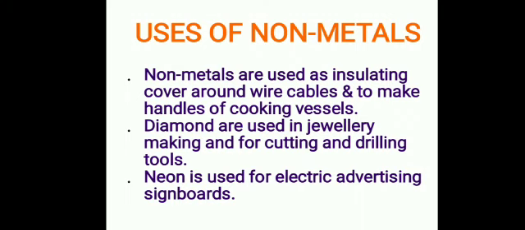The next one is diamond. Diamond is a form of carbon, which is a non-metal, and diamond is the hardest substance in nature. So diamond is used in jewelry making and for cutting and drilling tools, because it is the hardest substance in nature. And then next is neon. Neon is used for electric advertising signboards.